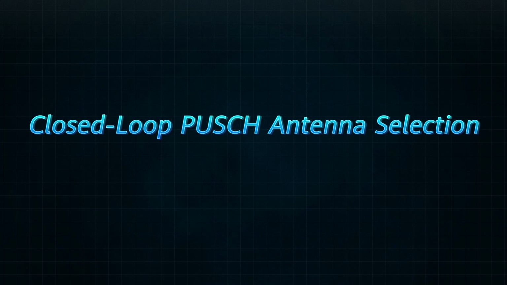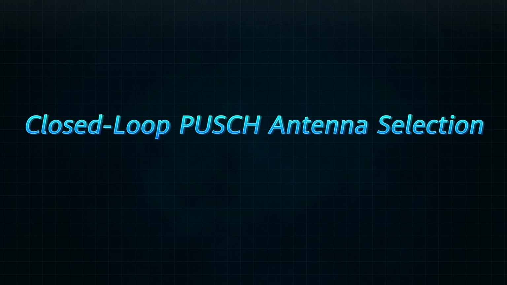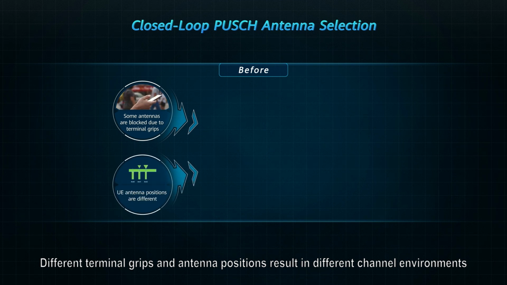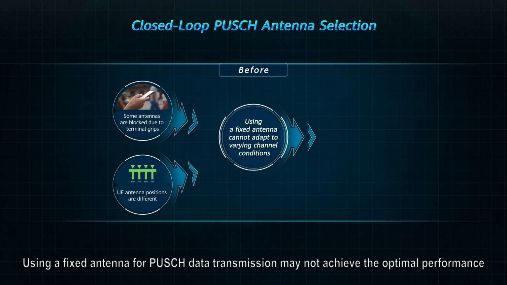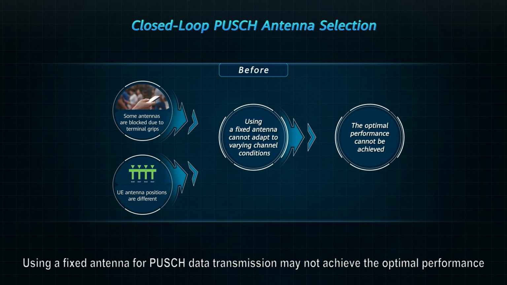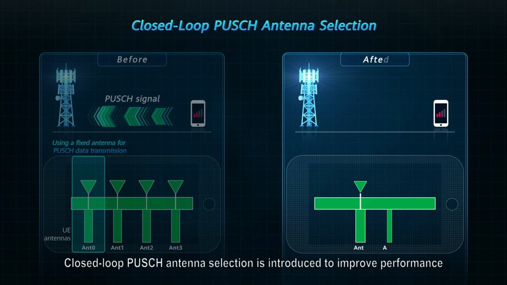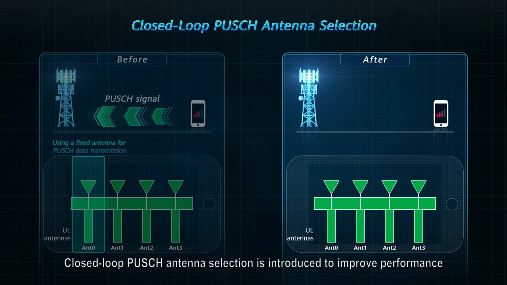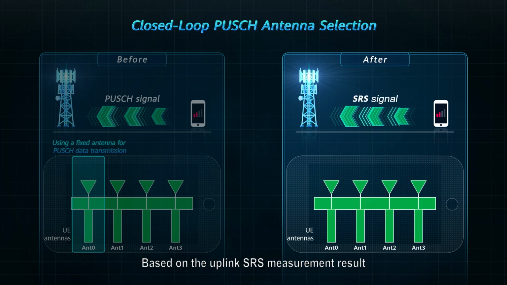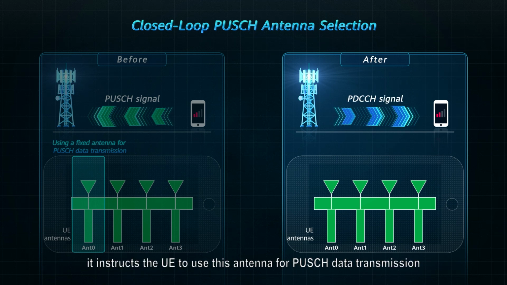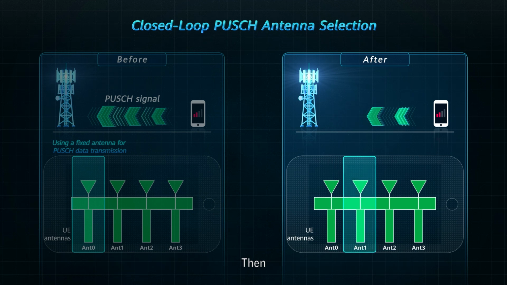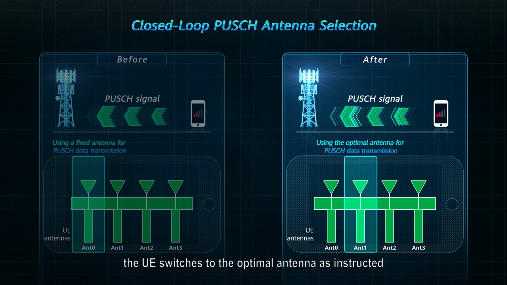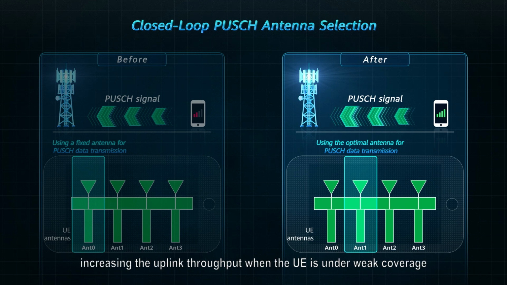Closed-loop PUSCH antenna selection. Different terminal grips and antenna positions result in different channel environments. Using a fixed antenna for PUSCH data transmission may not achieve the optimal performance. Closed-loop PUSCH antenna selection is introduced to improve performance. Based on the uplink SRS measurement result, the base station determines the optimal antenna. Through the PDCCH, it instructs the UE to use this antenna for PUSCH data transmission. Then the UE switches to the optimal antenna as instructed, increasing the uplink throughput when the UE is under weak coverage.